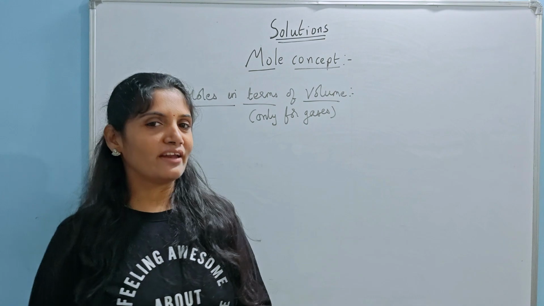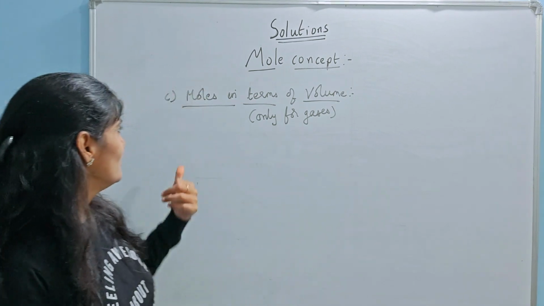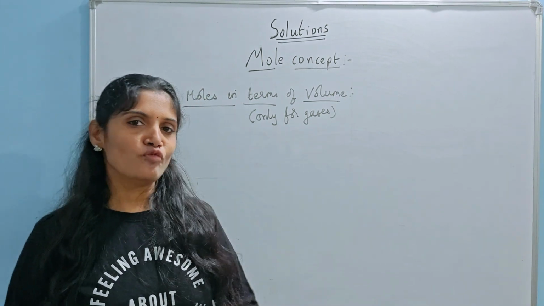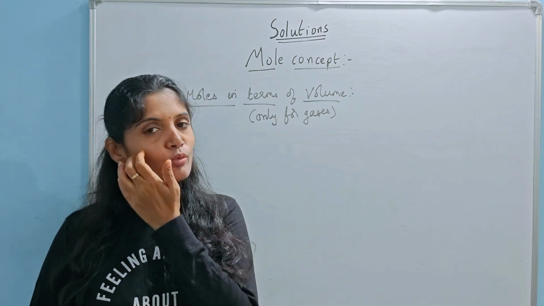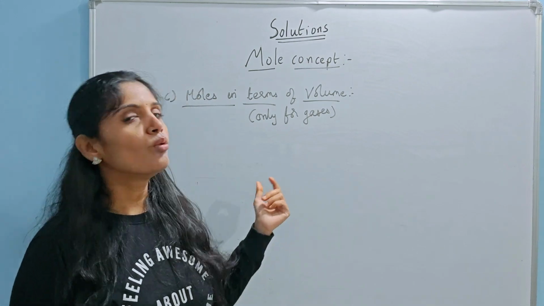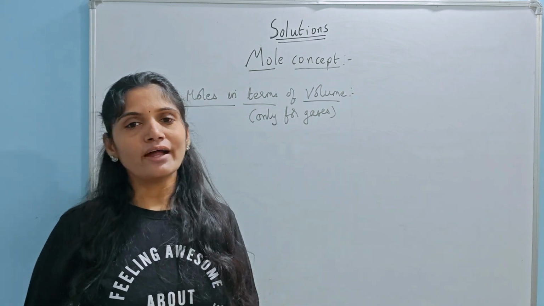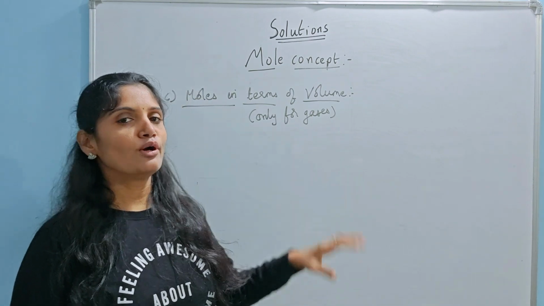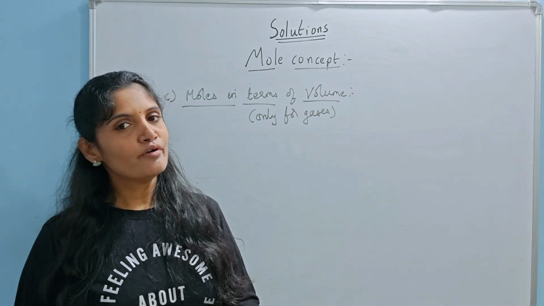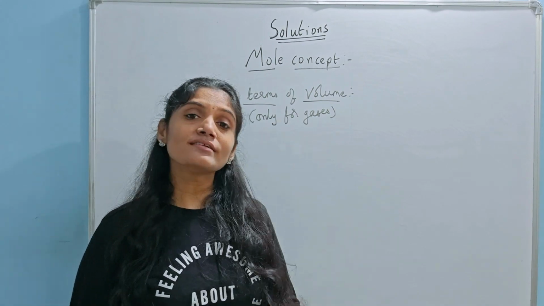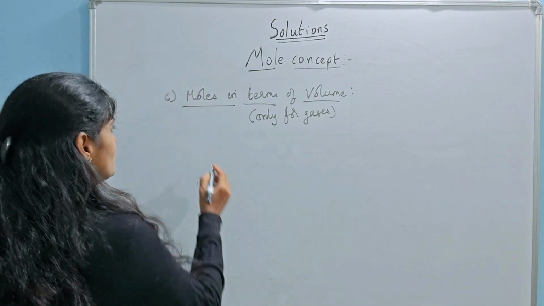Now the last and final way of calculating the number of moles is in terms of volume. When we talk about moles in terms of volume, this is applicable only for gases. Okay, so this is not applicable for liquids and solids. We usually apply this method of determining the number of moles for gases. First, let's see the formula, then I'll explain it further.